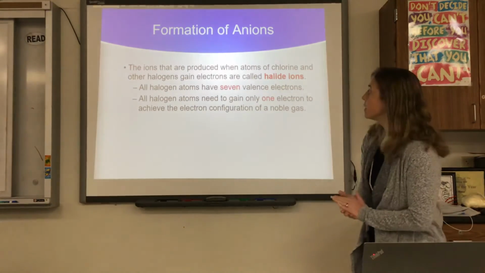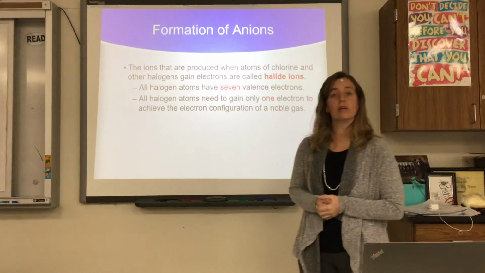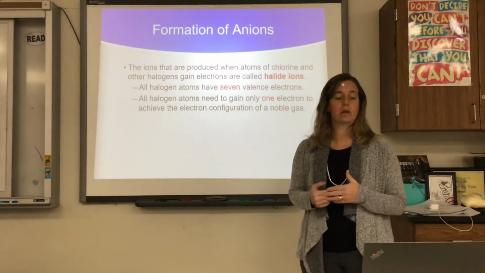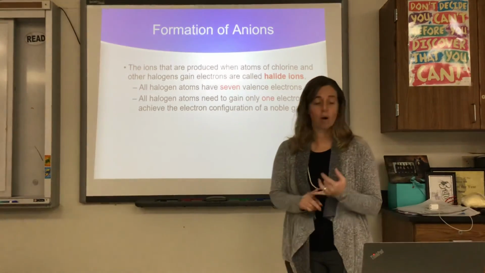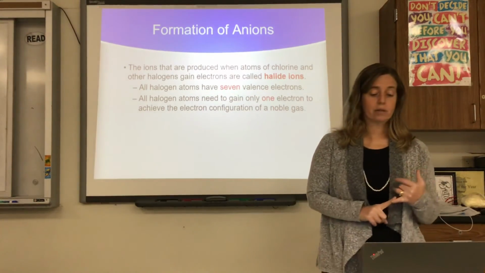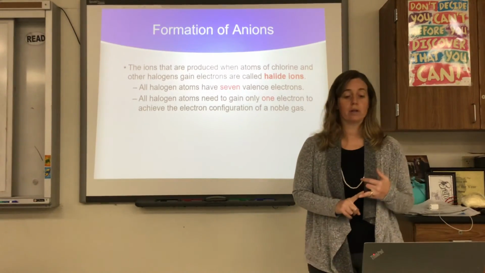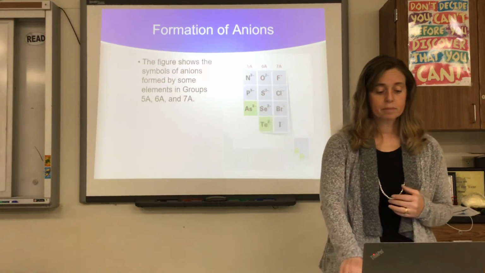Now, group 17 are called the halogens, okay? When these elements gain electrons, they are now referred to as halide ions. So all halogen atoms have 7 valence electrons. All halogen atoms need to gain only 1 electron to achieve the electron configuration of a noble gas.